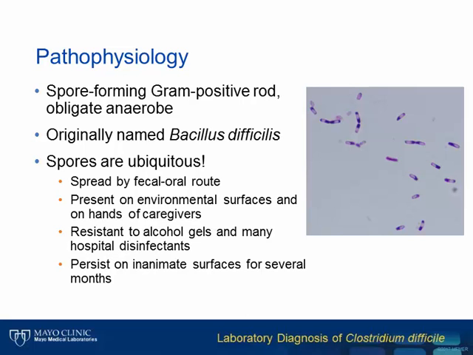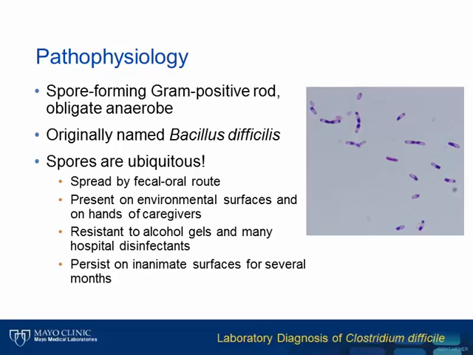C. difficile is an obligate anaerobe that is a spore-forming gram-positive rod. In the 1930s, it was originally named Bacillus difficilis due to difficulty isolating this bacterium in the laboratory. C. difficile spores are ubiquitous in the natural environment, including seawater, rivers, and soil. The organism is spread by the fecal-oral route. When spores are ingested from the environment, they can then germinate in the intestine and produce toxins.